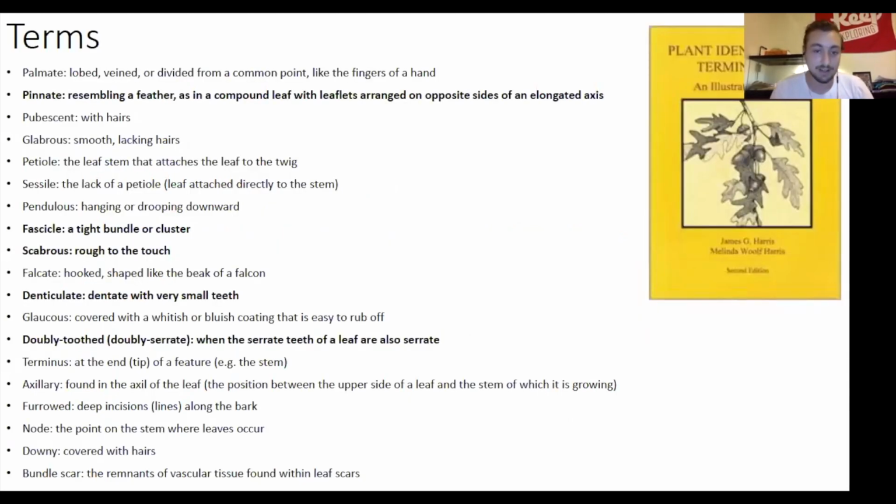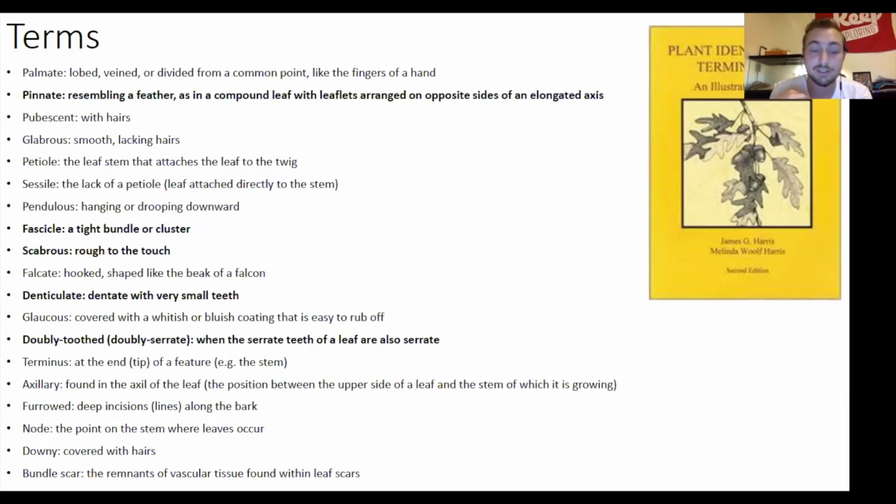So I sent out again our link to a list of terms. In here I've bolded terms that are pertinent to our trees today. So pinnate, which refers to the venation of our plants, are pinnate, resembling a feather, just one main stem with branches off of that stem, just like a feather looks. So again, I'll explain this when we get to the venation part of our class.